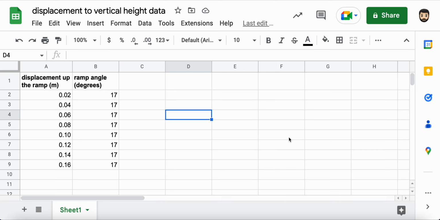I'm going to be walking you through how to use Google Sheets to go from displacement up the ramp to vertical height that the cart went. And so things you'll need are the displacement up the ramp for each trial, which I've got sample data here, and then the angle of incline of your ramp, which won't have changed. You'll need to measure that, but it should be the same value from trial to trial.